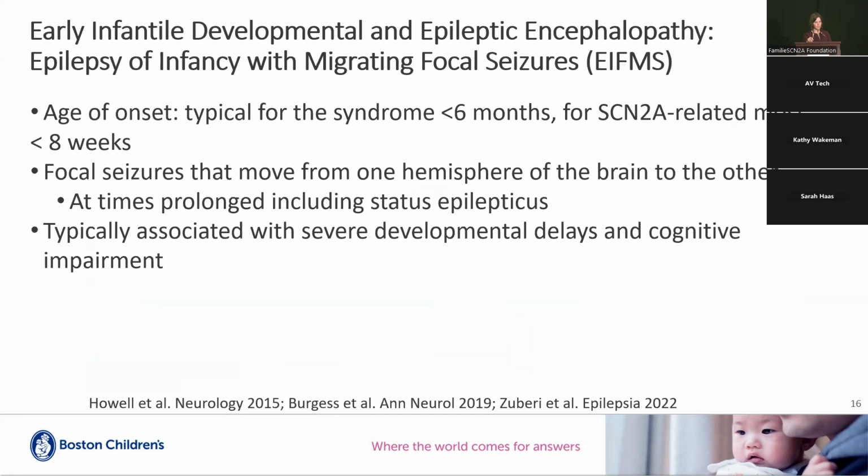So another early infantile DE is called epilepsy of infancy with migrating focal seizures. Age of onset for the syndrome overall is less than 6 months.